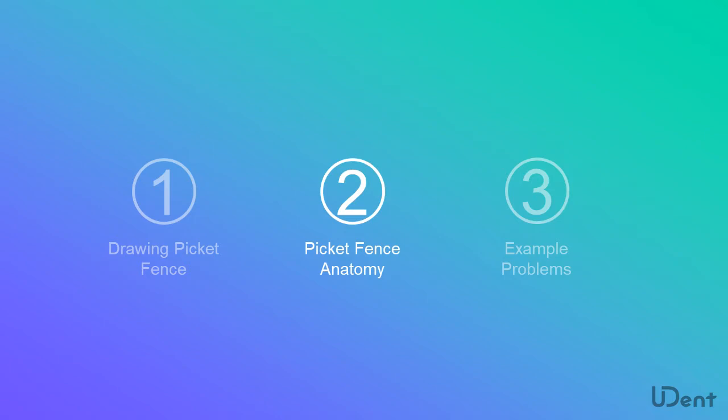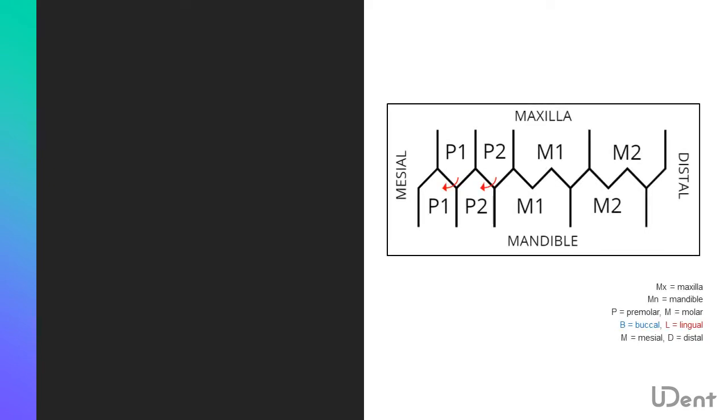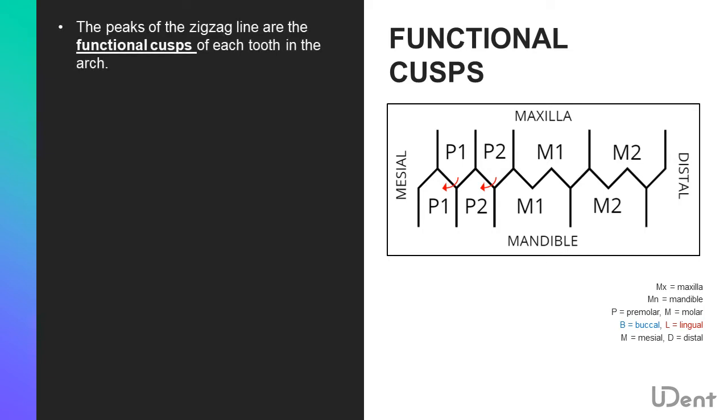Next, let's talk about the picket fence anatomy. So to understand the anatomy of the picket fence, we must take a look at its functional cusps. From the perspective of each arch, the peaks of the zigzag line represent the functional cusps. Therefore, the picket fence only shows the functional cusp of each tooth in the arch.